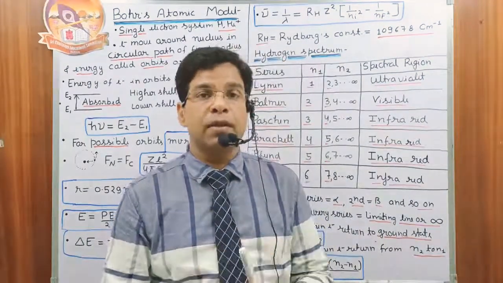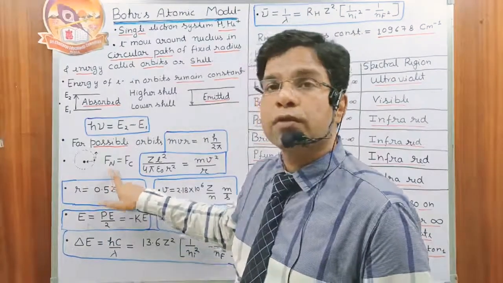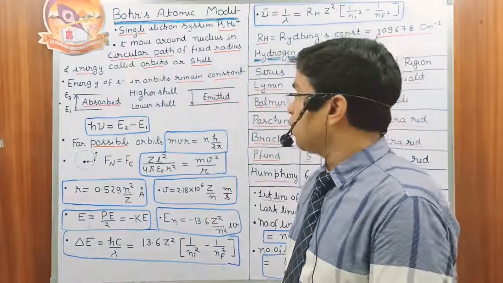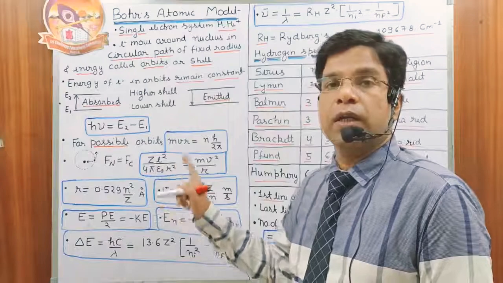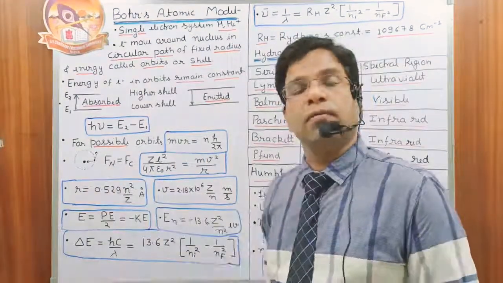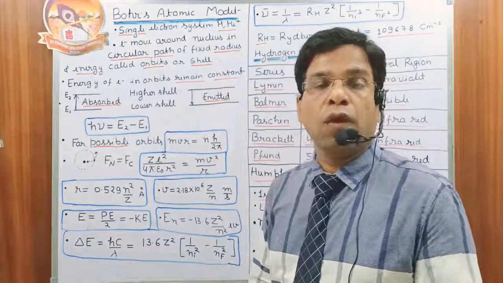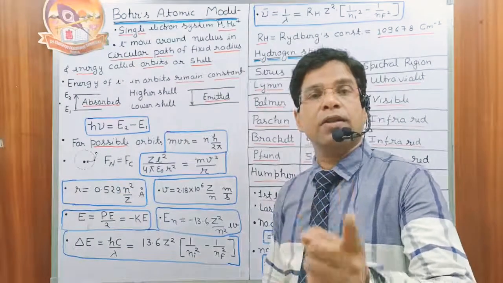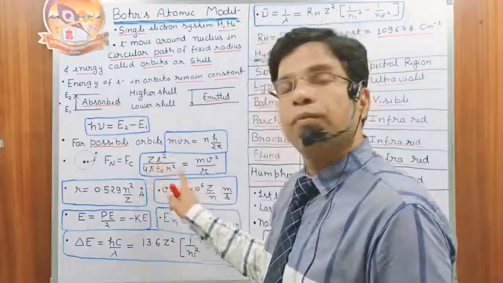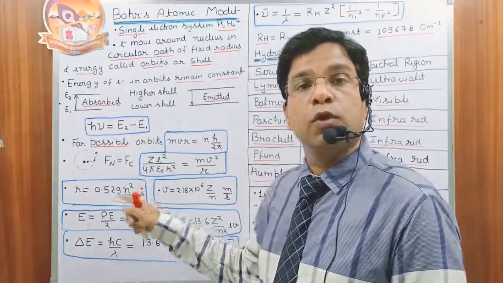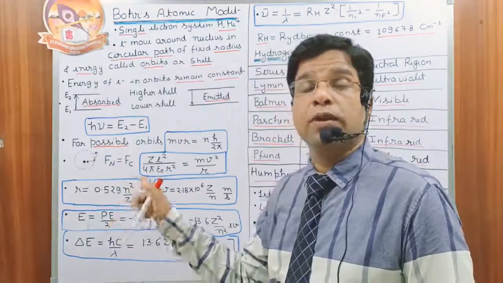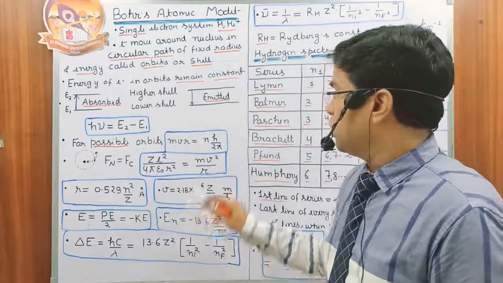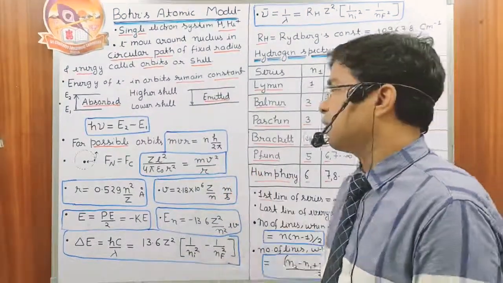So for a stable system we have the condition that the centrifugal force must be equal to the Coulombic force, and we know Coulombic force is given by Z e square. Z is the number of protons and e is the charge. So what is the total charge on the nucleus? Z into e, and we have a single electron system, which has only one e charge. So Q1 into Q2, charge of the nucleus is Ze, charge of the electron is e, so that is Ze square divided by 4 pi epsilon naught r square, which is equal to mv square upon r, that is the centrifugal force.